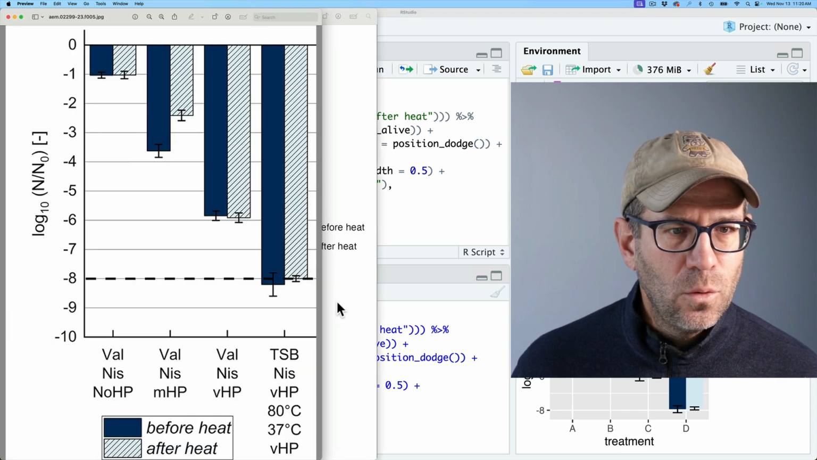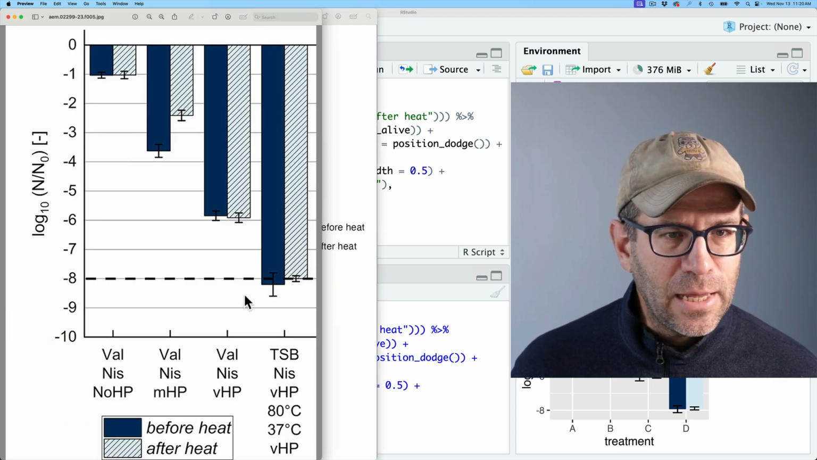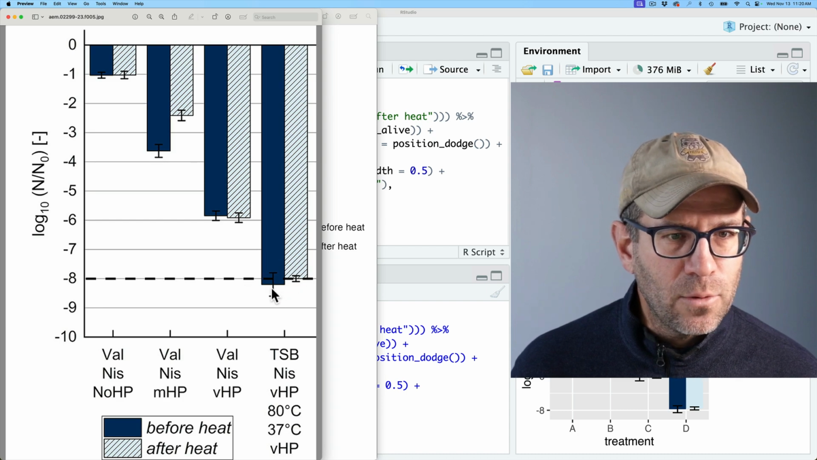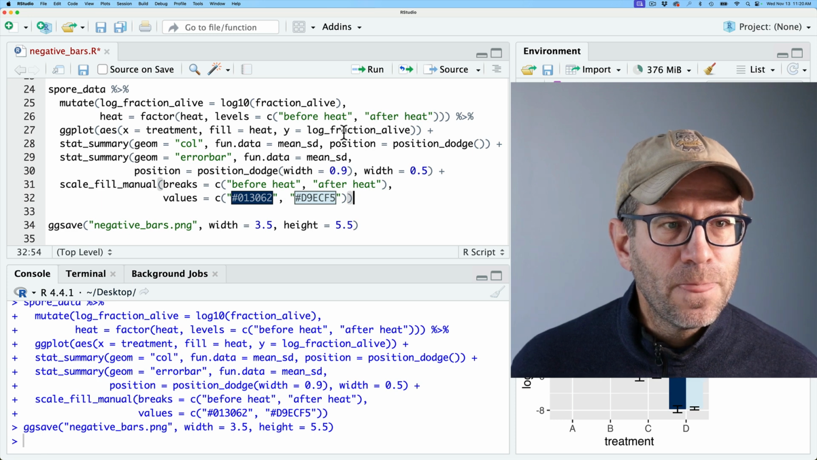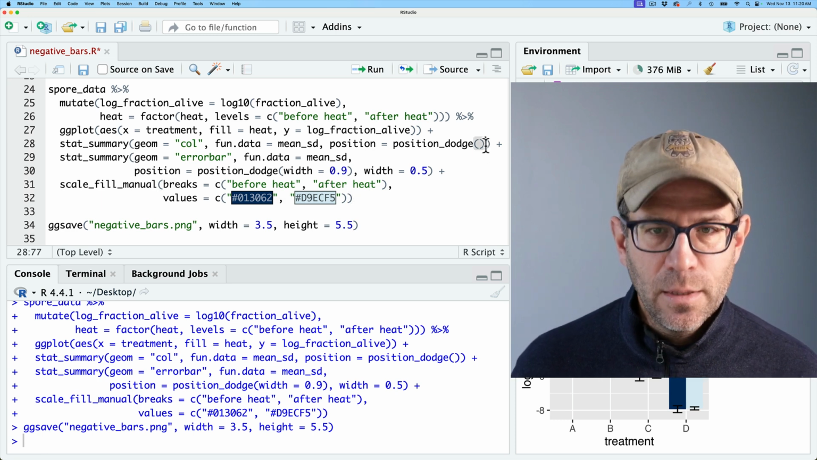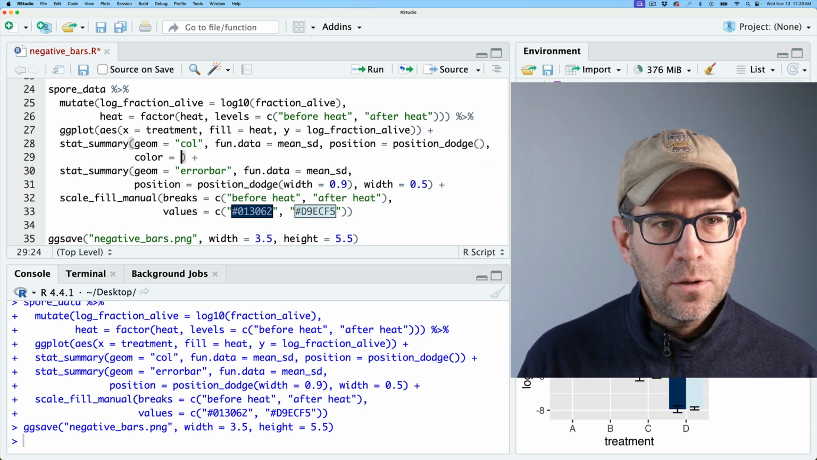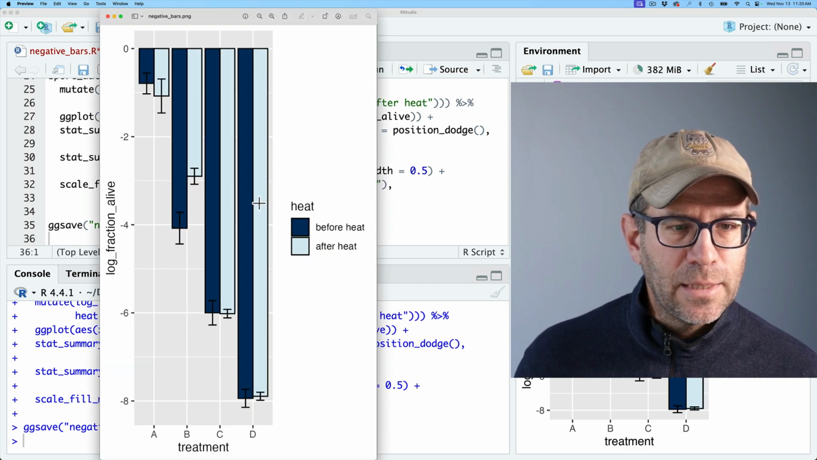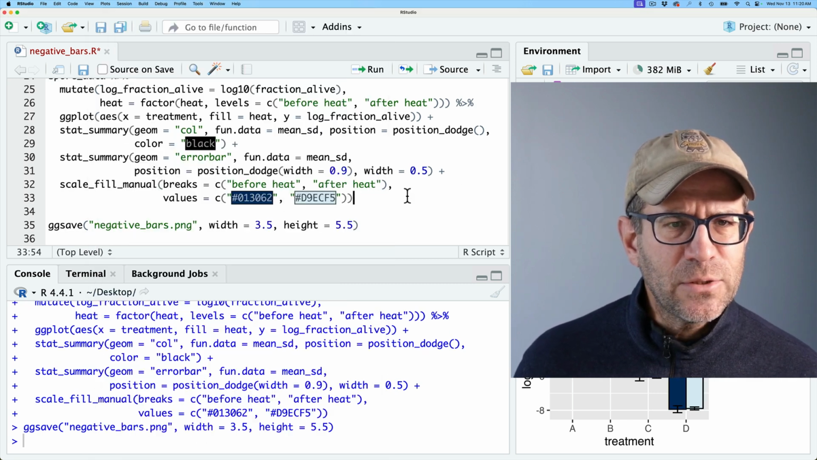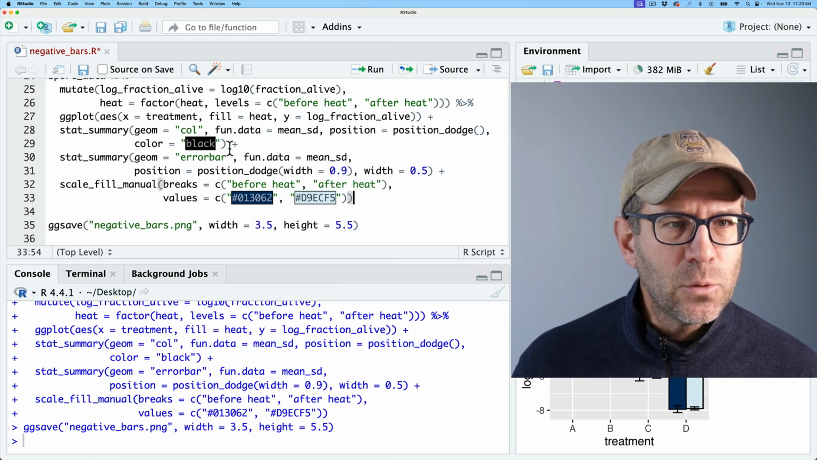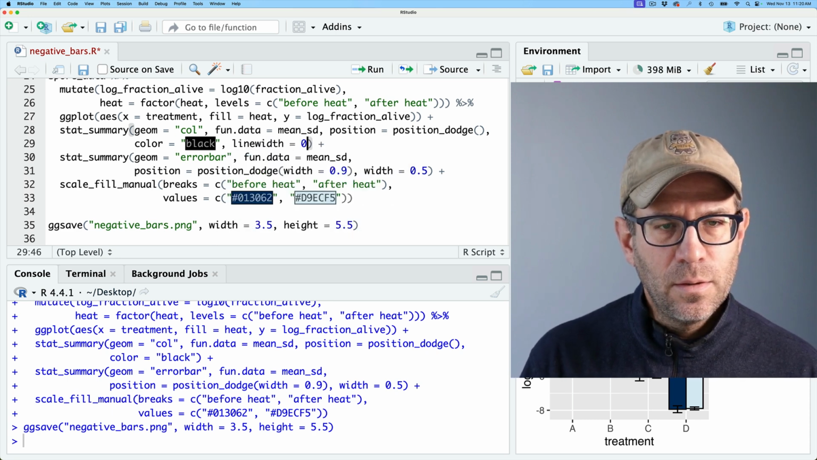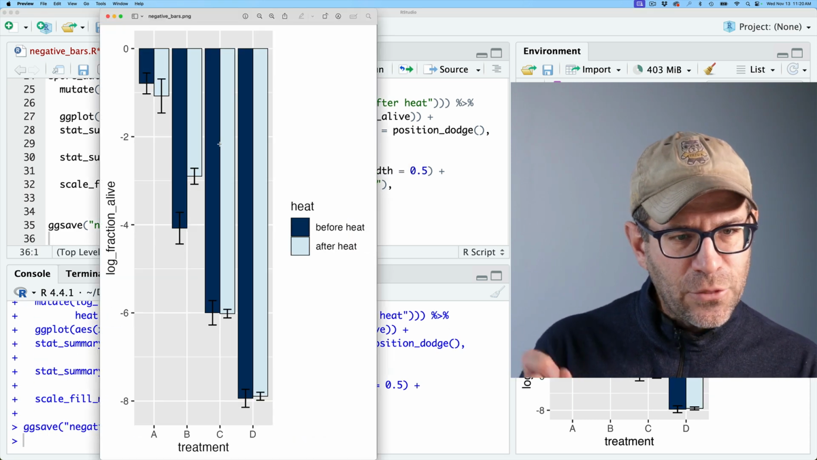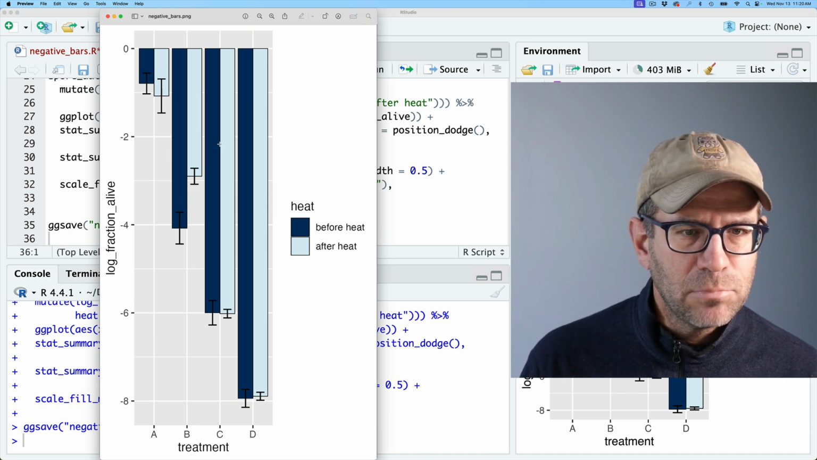One thing I noticed is that with theirs, they have a black border all the way around both of the bars. And so I can add that black border back up here with my stat summary by doing color equals black. And so now I get that nice black border. It's perhaps a little bit too thick. And so we can come in here and do line width. Let's do 0.25. And so that's a thinner black border, which I think looks pretty good.